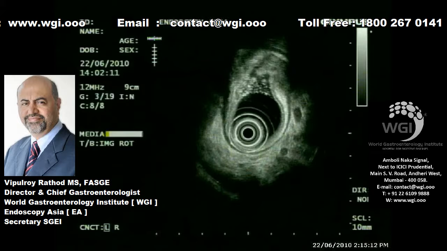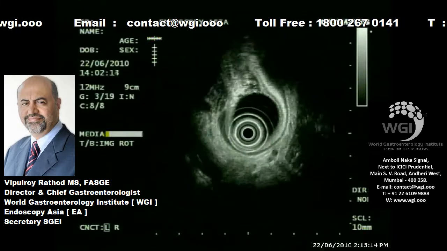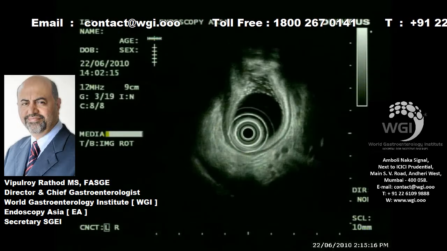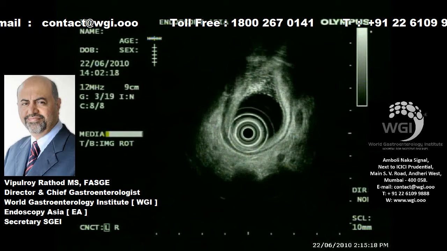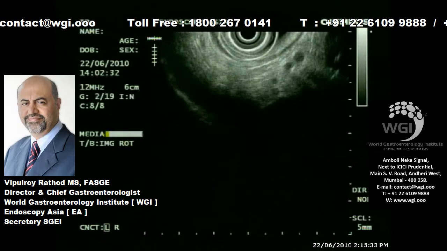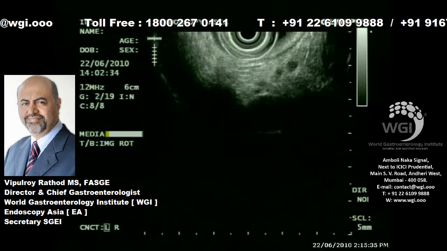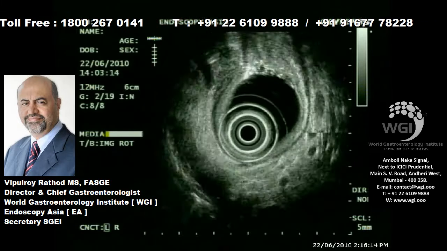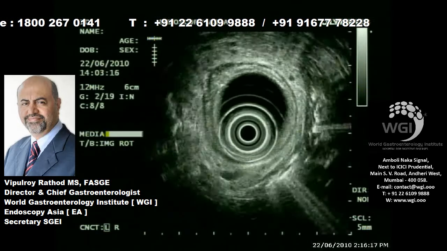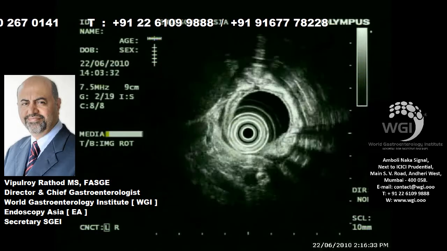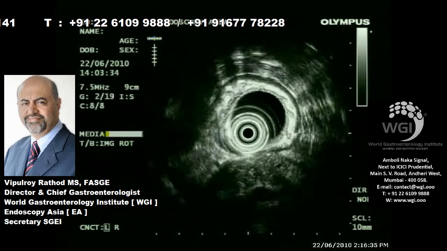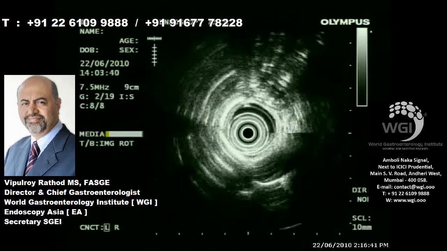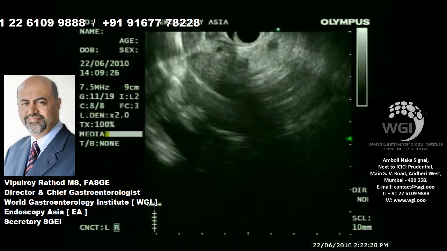There are multiple hypoechoic subcentimeter nodes, and we all know that a celiac node in the presence of a malignant lesion in the head of the pancreas almost rules out a curative resection. So subcentimeter hypoechoic nodes are the nodes which are missed on all conventional imaging, is our experience, and I'm sure our colleagues in the audience would also agree.